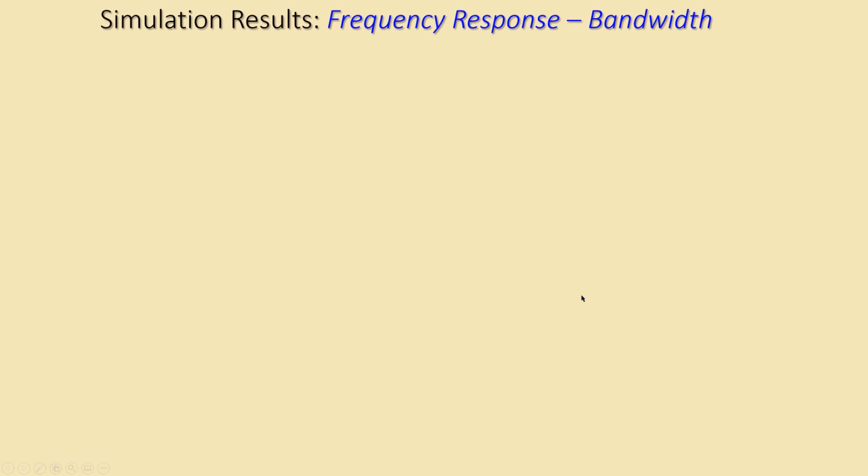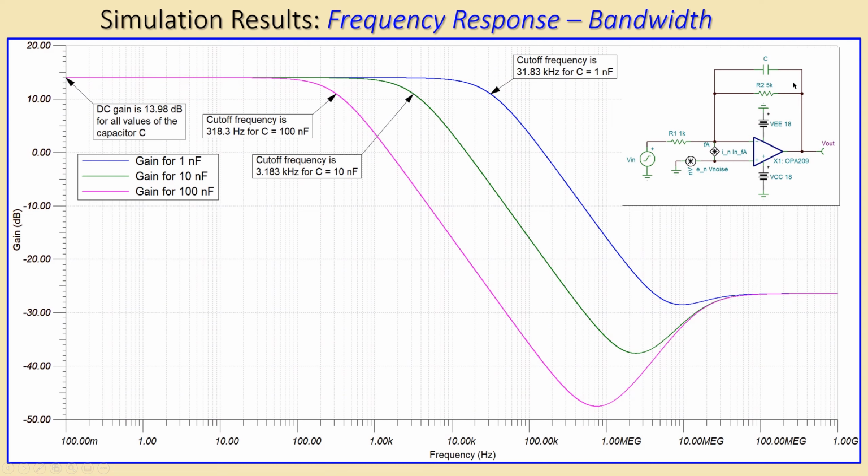Okay, now let's look at the simulation results and clarify this in more detail. First we start with bandwidth and also in general the frequency response. So this is the plot. This is our circuit. We have three plots here, the blue one, the green one, and the pink one. The blue one is the case where we have the capacitor of 1 nanofarad, then 10 nanofarads, and this is the 100 nanofarads. And it's the gain plot.